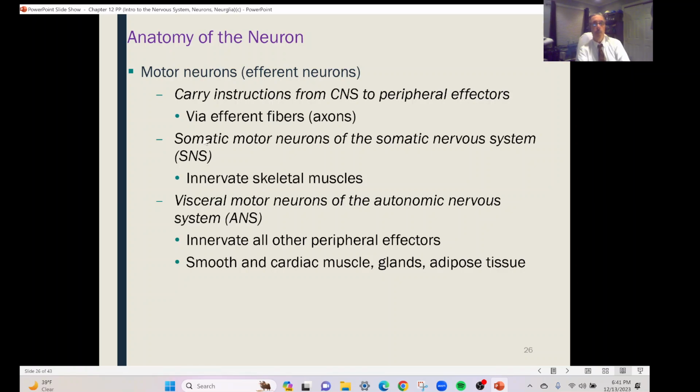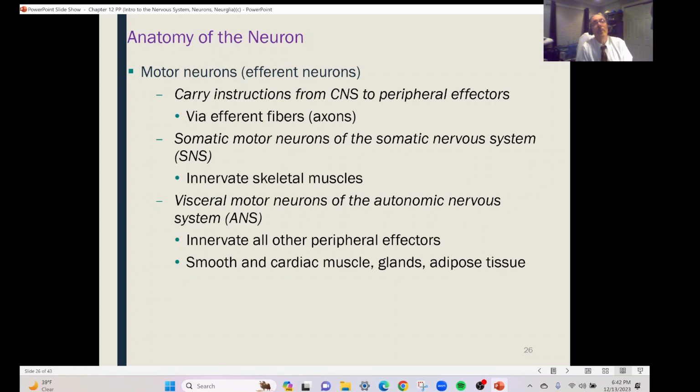We have two types of motor neurons. The somatic motor neurons, they're going to innervate our skeletal muscles. And the visceral motor neurons, that's part of the autonomic nervous system, they're going to innervate smooth muscle organs, organs that have smooth muscle, blood vessels that have smooth muscle, cardiac muscle, which is the heart, glands, and even adipose tissue. Right? So if the motor neurons are going to the organs, we call them visceral motor neurons. Right? Somatic, again, going to the body wall. So these would go to your skeletal muscles to make them contract.